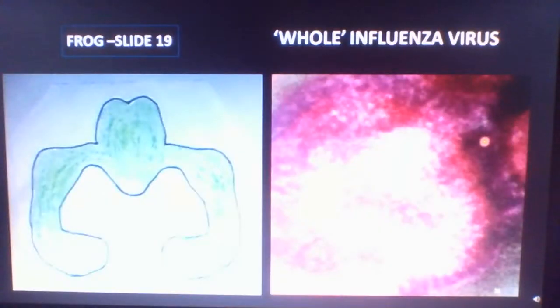In the same slide of influenza virus, I cropped out a frog. Okay, frog, and it looks exactly like the one we decoded in slide 16. All right, so our decoding is correct, 100% accurate. Now look at another frog in slide 19. I think it's the same as slide 16 anyway, and that's your whole influenza virus. They look exactly the same.